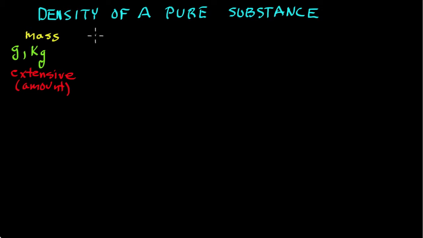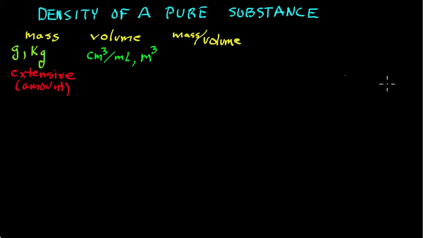The second variable that we deal with in density is volume. The units for volume are the cubic centimeter, which is equivalent to a milliliter, and the cubic meter. We will not deal with cubic meter very often because it's too large of a unit for us. The ratio of mass to volume is the operational definition of density. Operation means divide mass by volume and you get density, and you can see the units.